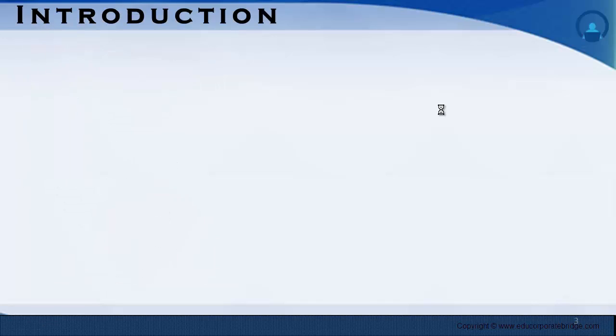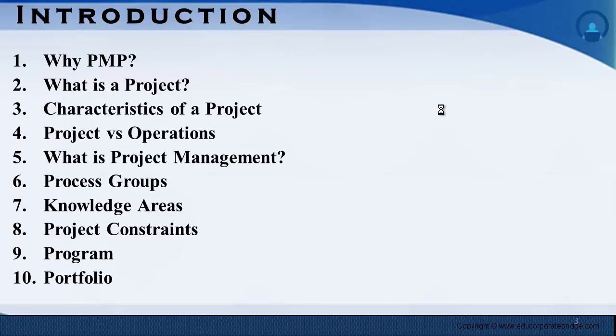examination. To begin with, let us first understand why we need PMP. We will then move on to learn the concept of a project, which is the foundation stone of PMP. We will learn the characteristics of a project. We will try to differentiate between project and operations. Then we will move on to understand what project management is. How is the PMP course subdivided into process groups and knowledge areas? What are the various project constraints? Then what is a program and a portfolio?